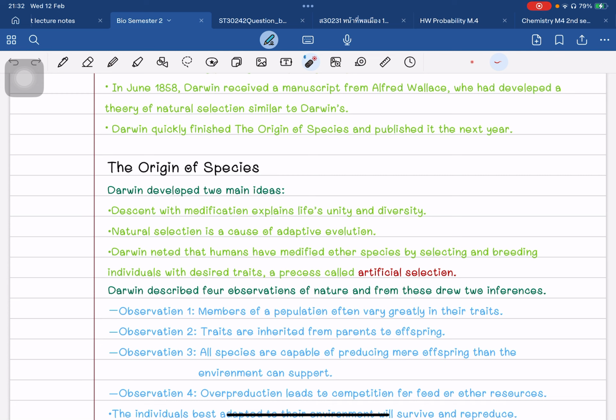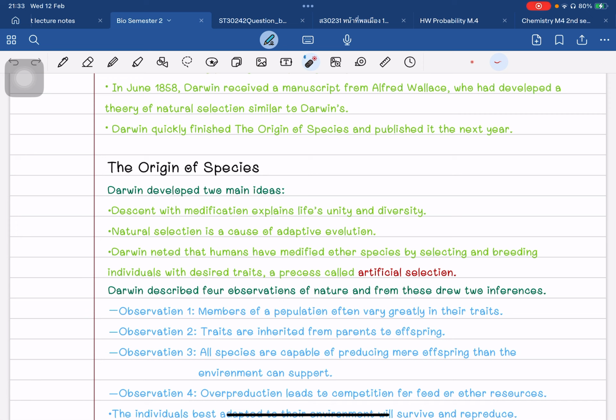So Darwin developed two main ideas: descent with modification explains life's unity and diversity, and natural selection is the cause of adaptive evolution. Darwin noted that humans have modified other species by selecting and breeding individuals with desired traits. The process is called artificial selection.